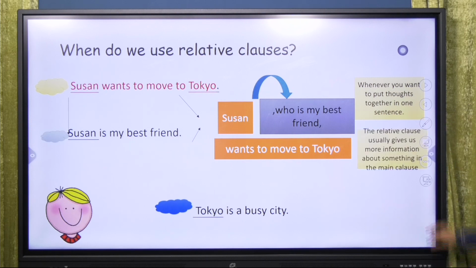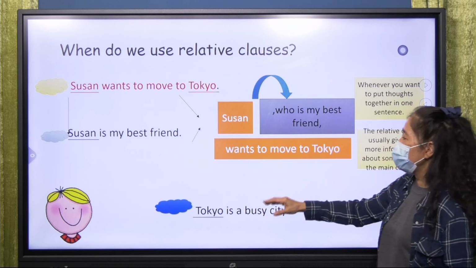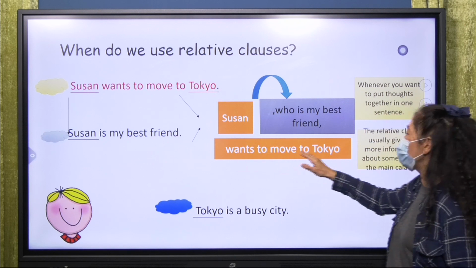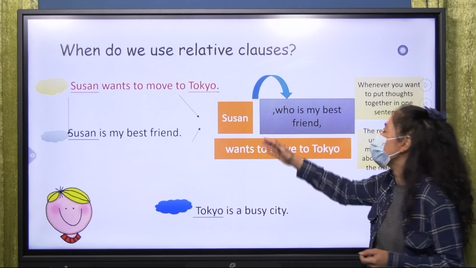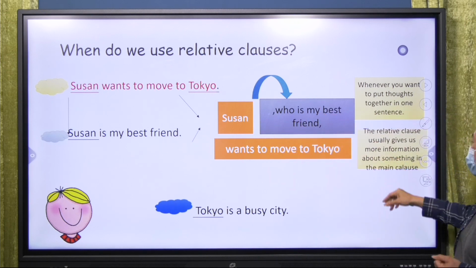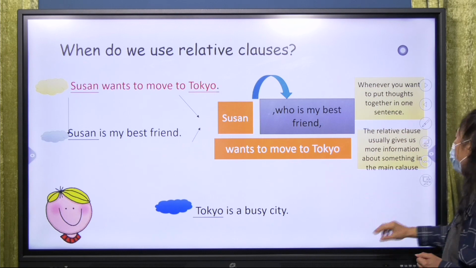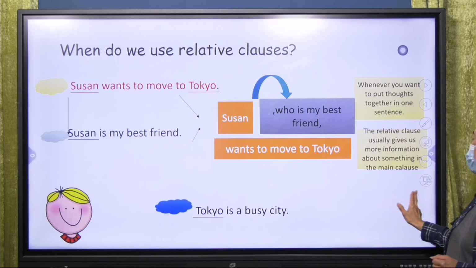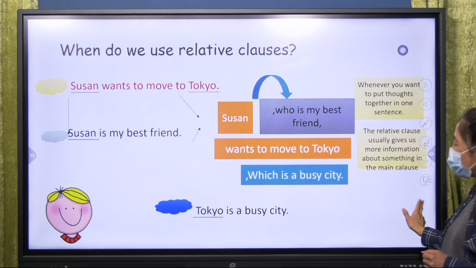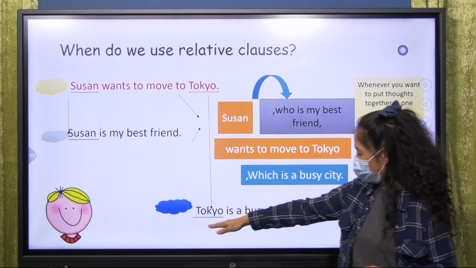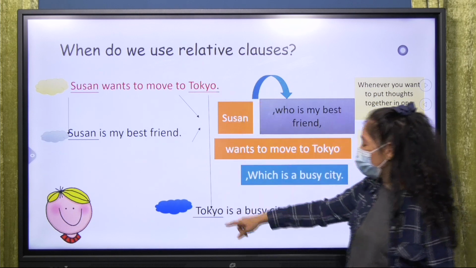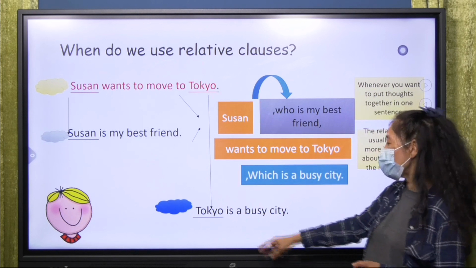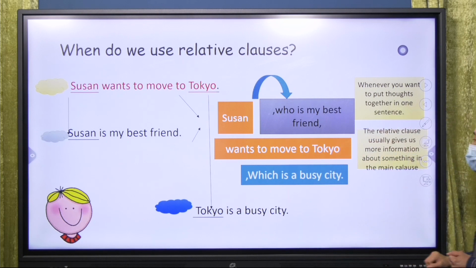Okay. Now pay attention, a relative pronoun usually gives us more information. Now if I'm just talking about Susan wants to move to Tokyo, that's all. But I want to tell you something more about Susan, that is, she is my best friend. So I use a relative pronoun to add more information. And at the same time, I have a third idea. Look at the main clause here, Tokyo. And then I want to tell you something more about Tokyo. Okay, Tokyo is a busy city.